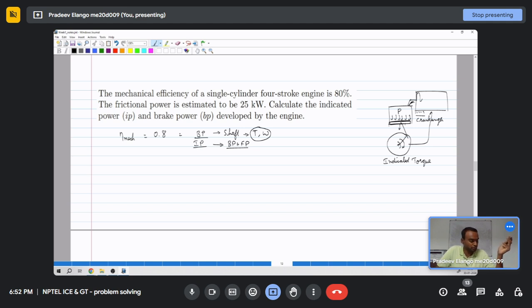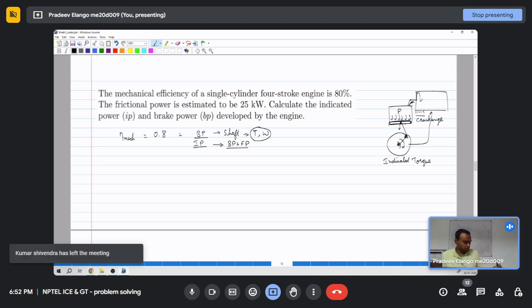That doesn't consider any friction between the piston and the liner, and also the bearings: piston pin bearing, crank pin bearing, and the crankshaft bearings. These frictions are not considered in indicated power. But after all these frictions, we take the shaft output power, and that is called brake power. That is the difference between indicated power and brake power.